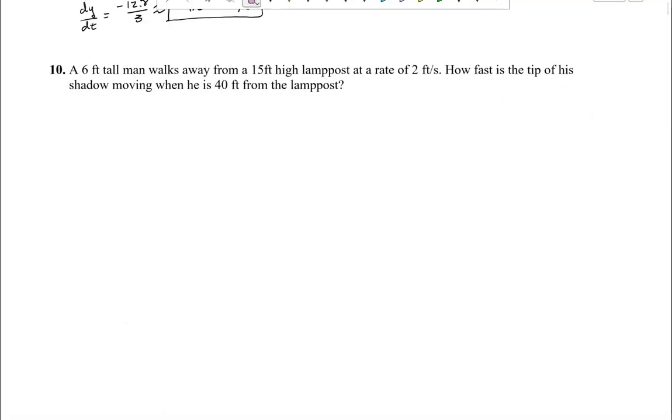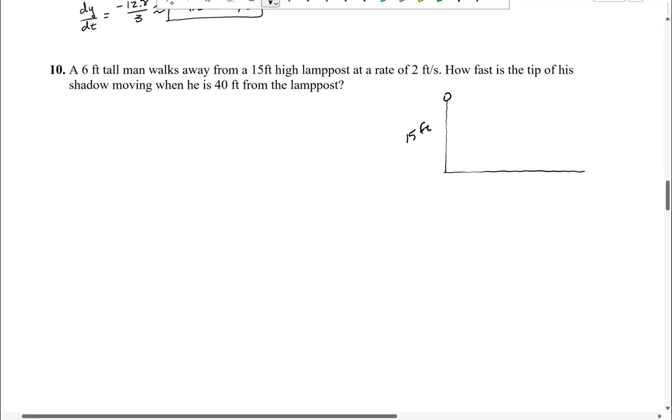So to get you started on number 10, notice that you have a 15-foot lamppost, and it's shining light so that this 6-foot tall person is leaving a shadow like this. And we have this distance here, we'll call that x. We can call this distance y.